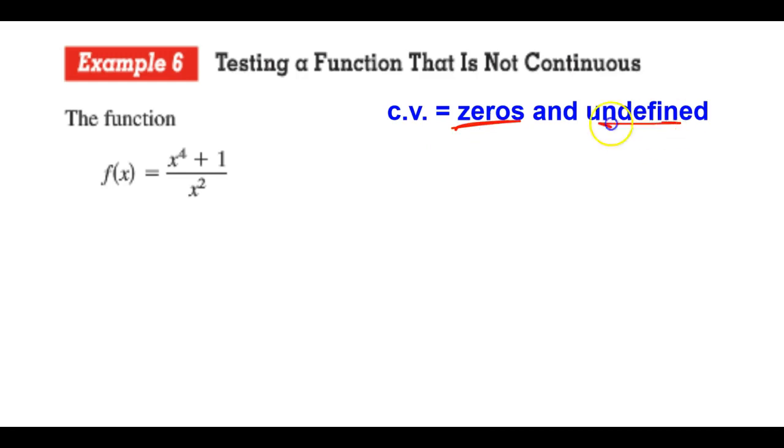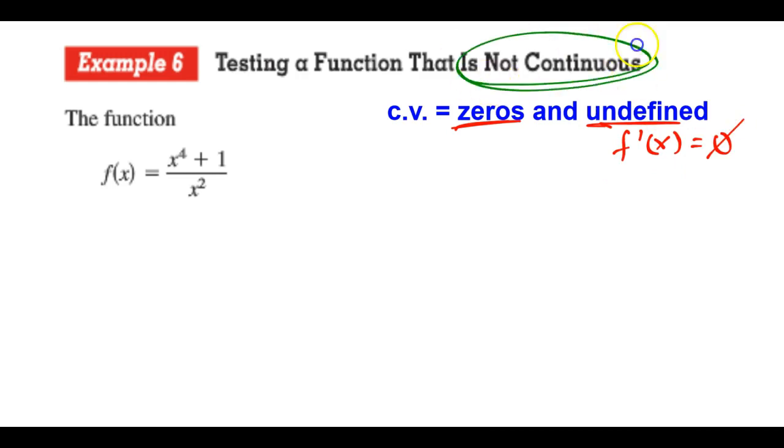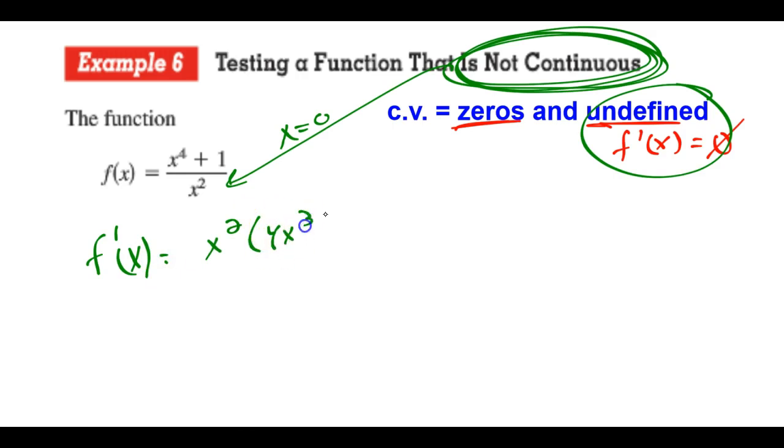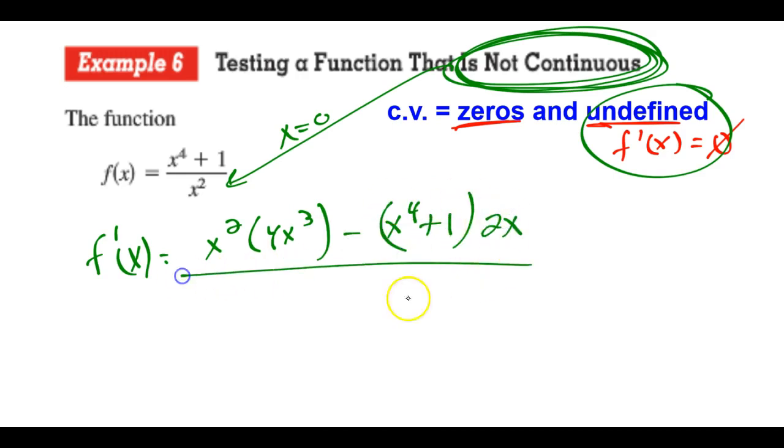Alright, so we're looking for zeros and undefined values of the first derivative. If the first derivative is undefined, then we found a critical value. And before we find the derivative, you can see that this function is not continuous at x equals 0. But let's go find the derivative and then explore that. I think it's going to be undefined at 0. I'm going to have to do the quotient rule. Low d high minus high d low all over low squared. I'll just write x to the 4th because x squared squared.